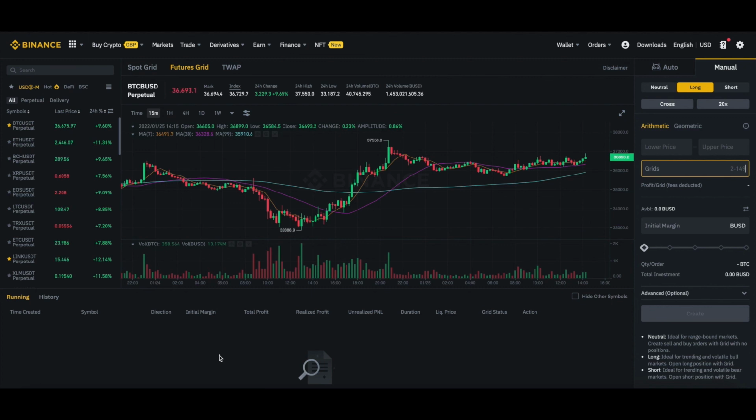It's nice, you can have a bot running in the background trying to make you a little bit more money. Obviously just be aware that when it goes out of your range, then you could just get stopped out.